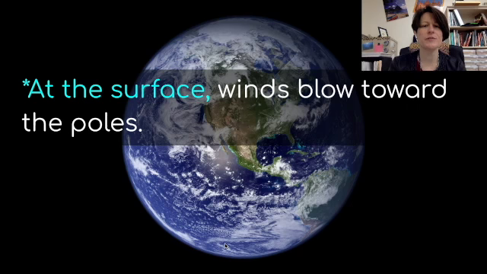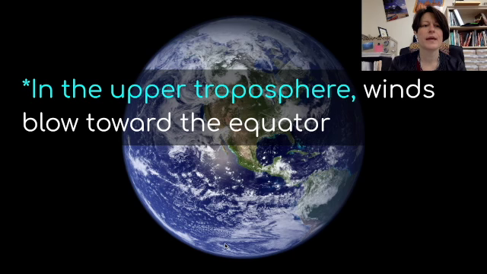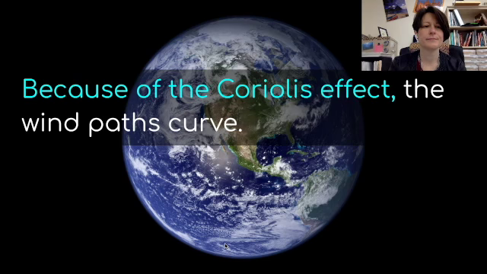Now, at the surface, winds blow toward the poles. And in the upper troposphere, the winds blow toward the equator. And you'll also notice when I show you the map that because of the Coriolis effect, the wind paths curve. This is due to the fact that as the Earth is turning, the equator moves faster than the poles. And so even though the winds technically are in a straight line, they appear to curve because different parts of the earth are traveling at different speeds. And I will demonstrate this to you in class.